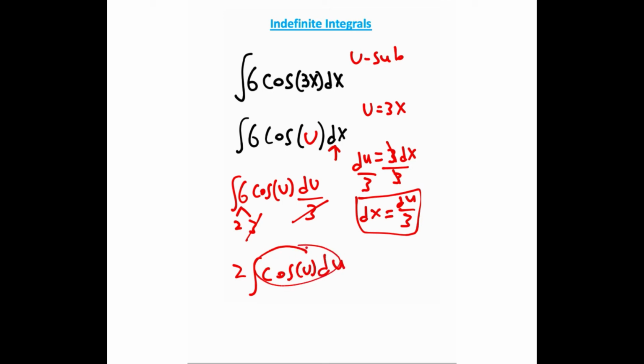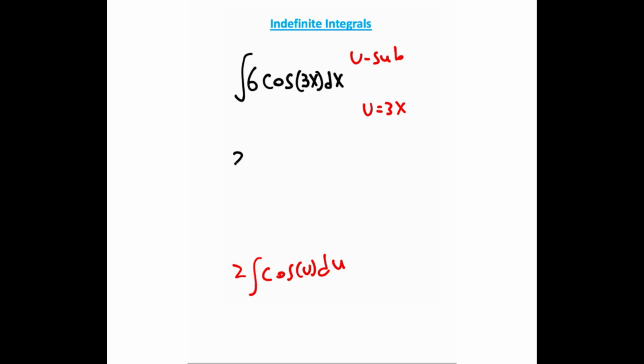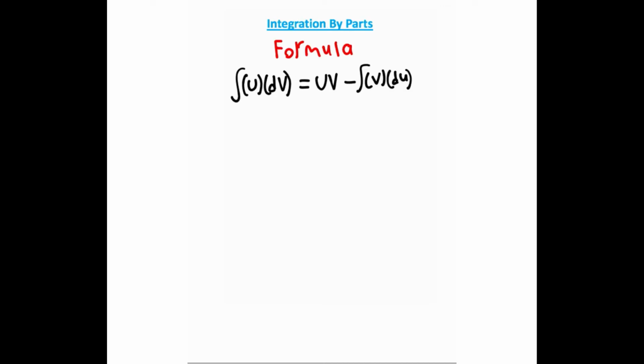Now all I need to do is integrate this cosine. And the integral of cosine is going to be the sine. So what I'll have is 2 times the sine of u plus c. But now I need to put my u back into my expression here. So I'll be left with 2 times the sine of 3x plus c, and this right here is the indefinite integral of this function.